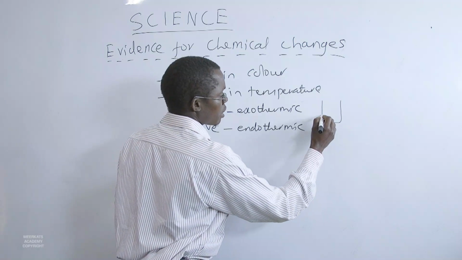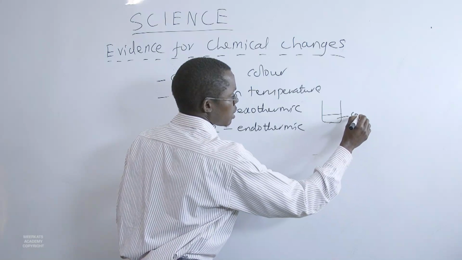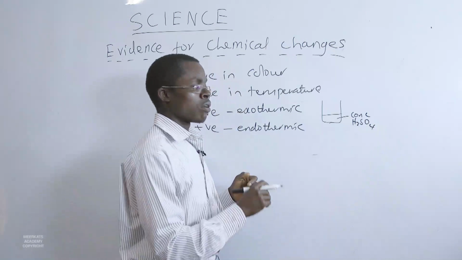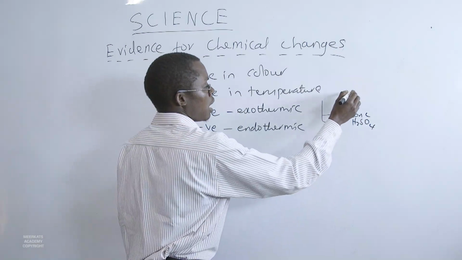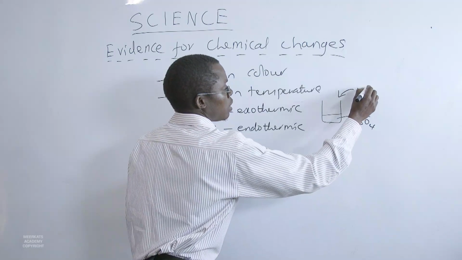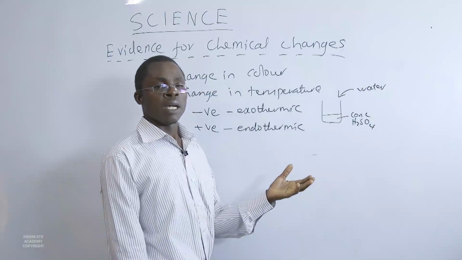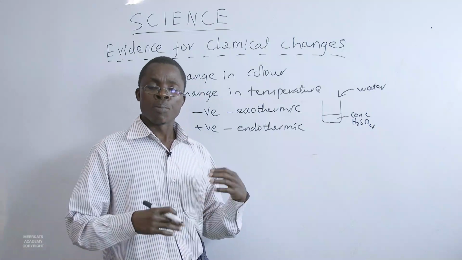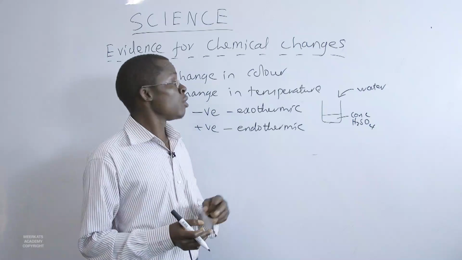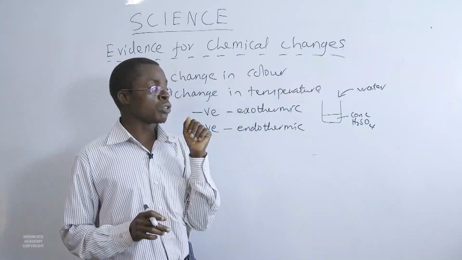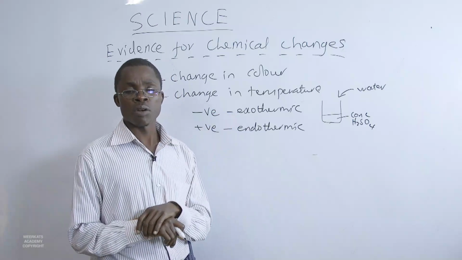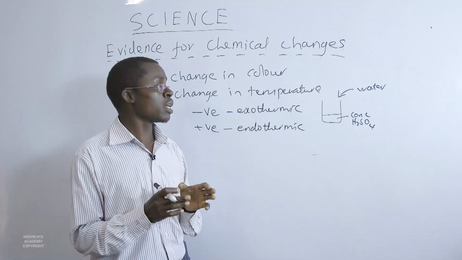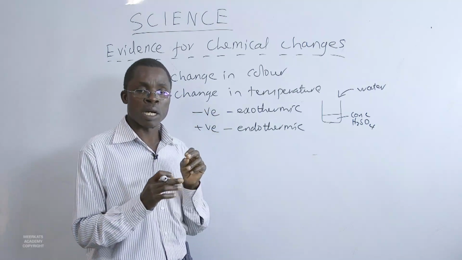So I have, for example, concentrated sulfuric acid, and I add in water. Water is colorless. Concentrated sulfuric acid is colorless. The product that shall form is colorless. So can I use change in color to show that a reaction has taken place? The answer is no. I cannot use that. I have to use something else. But this something else is now change in temperature.